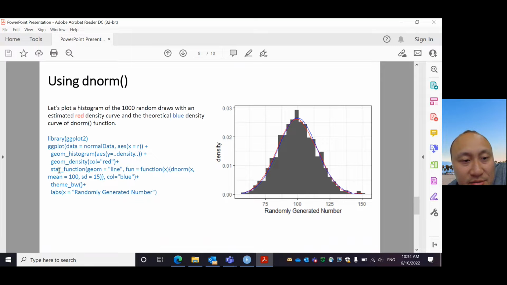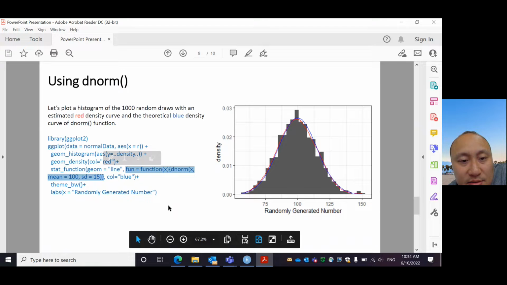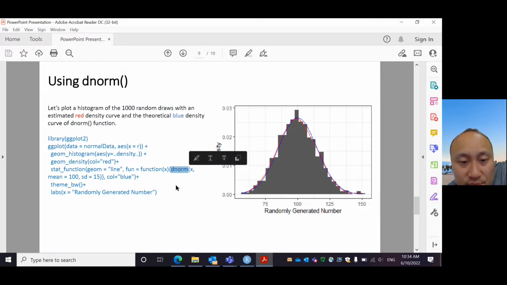And then we're going to plot a step function. Remember how to plot a mathematical function on ggplot? We can use a stat function in ggplot. Okay. And then the geometry will be line, and the function is here. That's the stat function. Okay. It's a density function of a normal distribution with a mean of 100 and a standard deviation of 15. And then I color it blue. Okay, and background black and white. And I label the horizontal axis as randomly generated numbers. All right, let's do it.